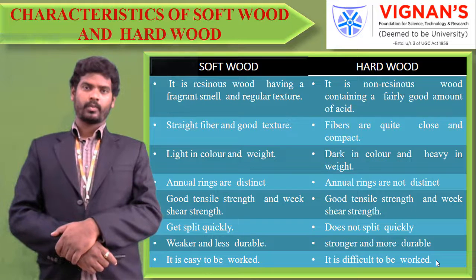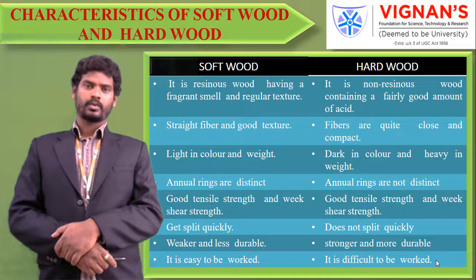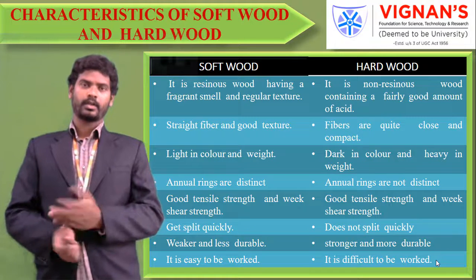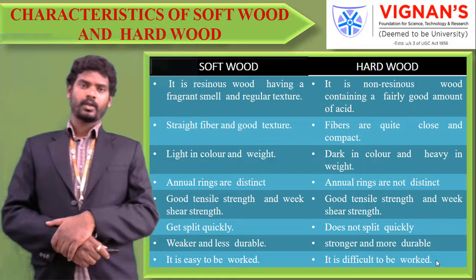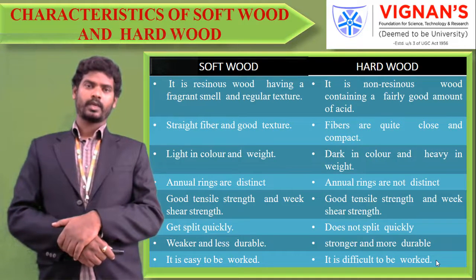In color point of view, hardwood is dark in color, softwood is light in color. Weight point of view, hardwood is heavy in weight, softwood is light in weight. Density, hardwood is denser, softwood is comparatively light in density. Ability to split: hardwood does not split quickly, softwood gets split quickly. Workability: hardwood is difficult to work, softwood is easy to work.